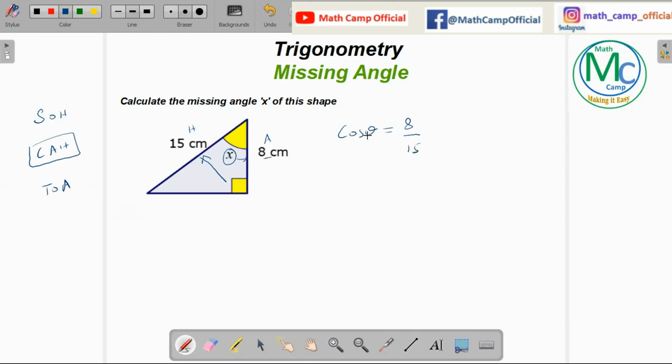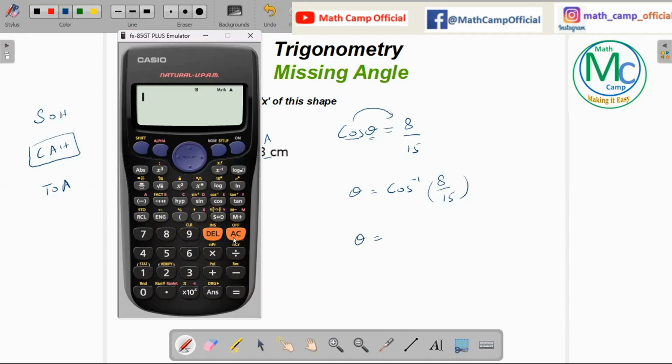Now we have to find out theta. So cos has moved to the other side. When cos moves, it will convert into cos inverse 8 over 15. Now at this point we have to use a calculator. To find the inverse, we have to use this shift sign. Press this shift, then press cos. You will get cos inverse.